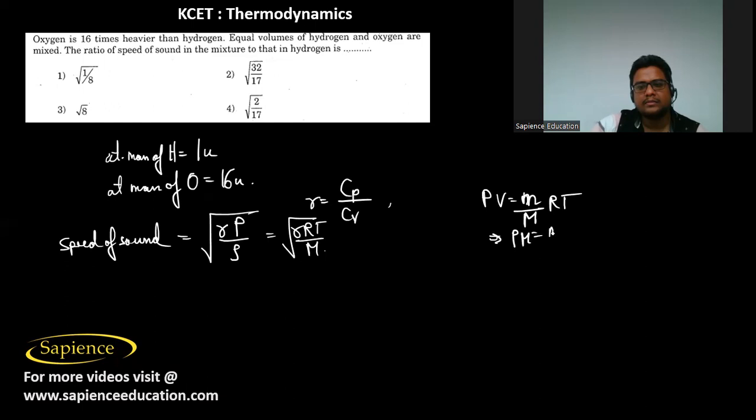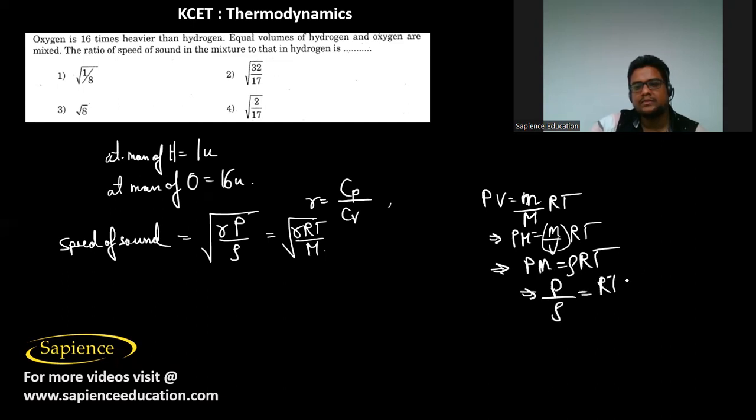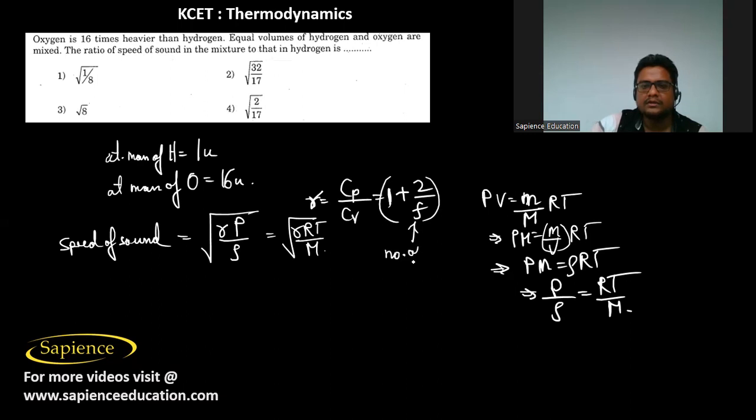PM equals M by V into RT. Now M by V is mass by volume, which is called the density. So I can say PM equals rho RT. So I can say P by rho is also same as RT by M. So gamma P by rho is also same as gamma RT by M. And gamma is the ratio of the specific heats Cp by Cv, which is also equal to 1 plus 2 by F, where F is the number of degrees of freedom of the ideal gas.